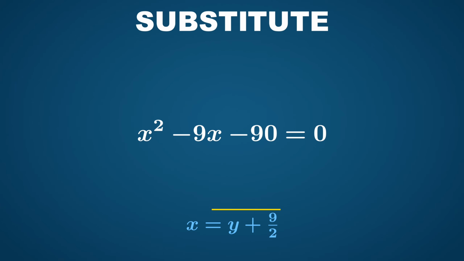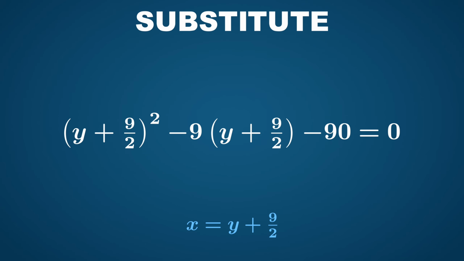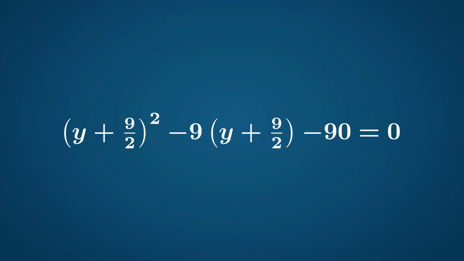Let us write down the new expression with this exact substitution in place. We replace the first x with y plus the fraction 9 over 2 entirely. This entire binomial quantity must be squared just like the original x. Then we subtract 9 times the quantity y plus 9 over 2 as well. Finally, we subtract the constant 90 to keep the entire equation balanced. All of this algebraic expression is still set equal to 0 on the right side.